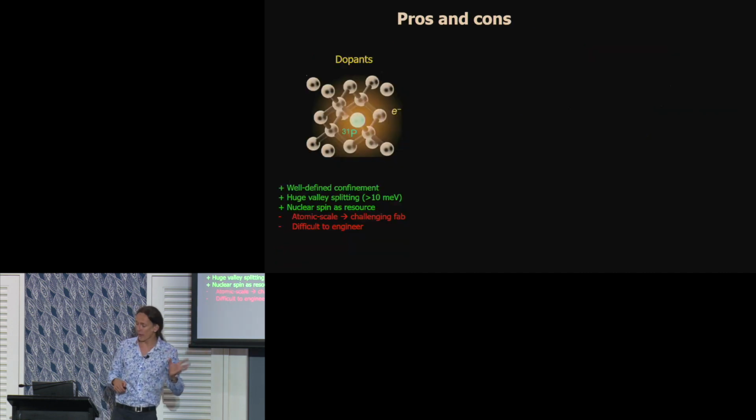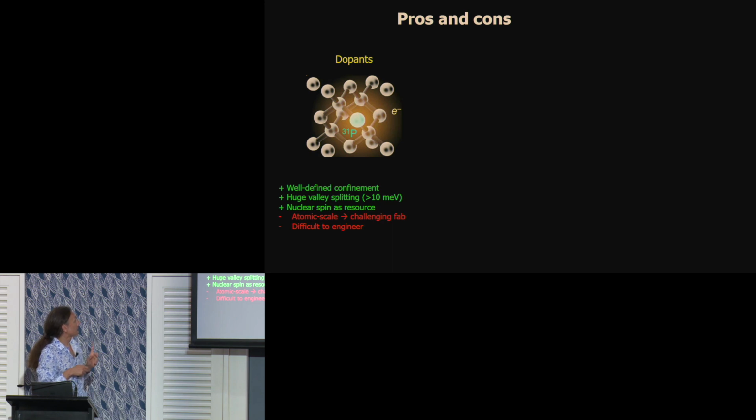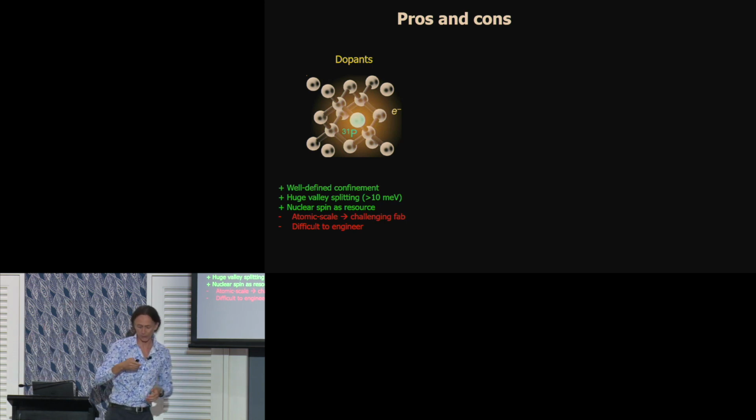So why would you choose one or the other? The dopant atoms, here I'm just putting phosphorus as the most common one, have well-defined confinement, right? They're atoms, they're always the same. They have a huge valley splitting, that's 10 milli-electron volts. And they have the nuclear spin as a resource that you can use, and my group has done a lot of fun with that. The minus side is that these are really atoms, so they're atomic scale objects, so the fabrication is very hard. And so engineering their properties is not as easy as it is in an engineered structure.